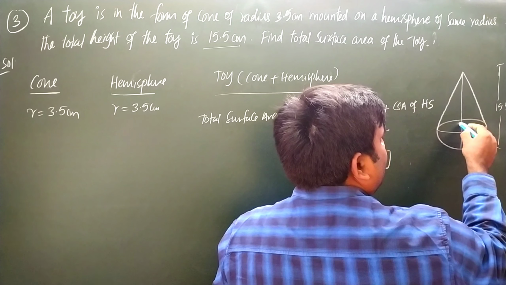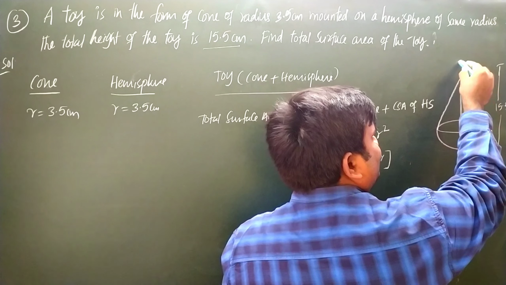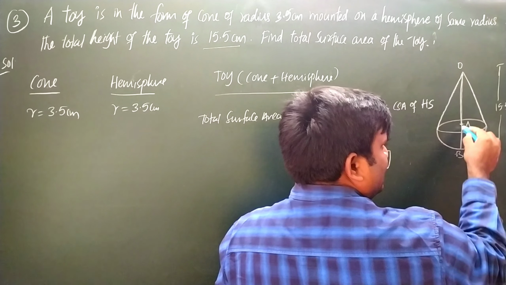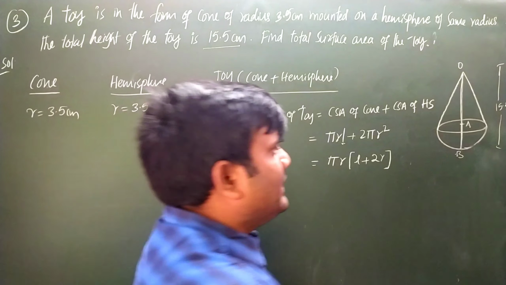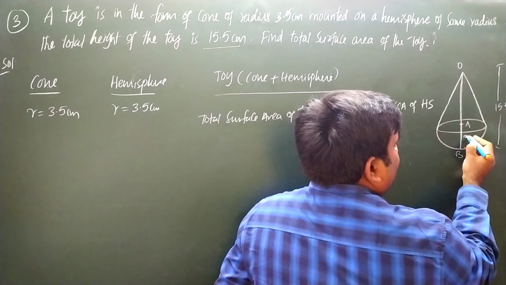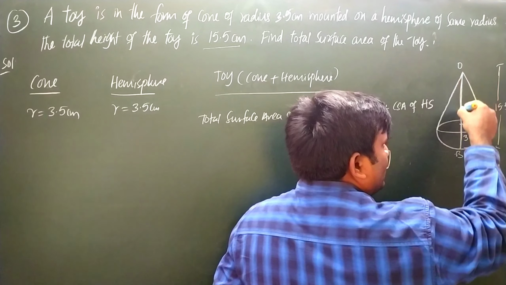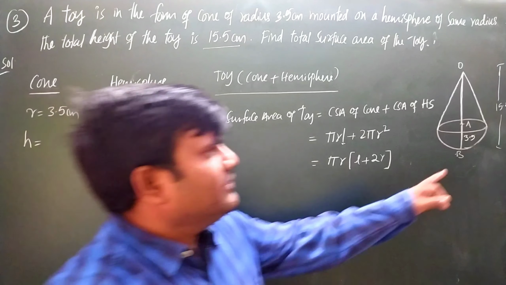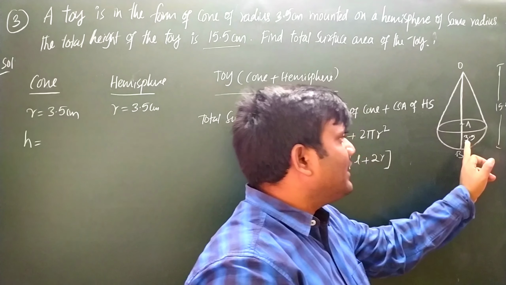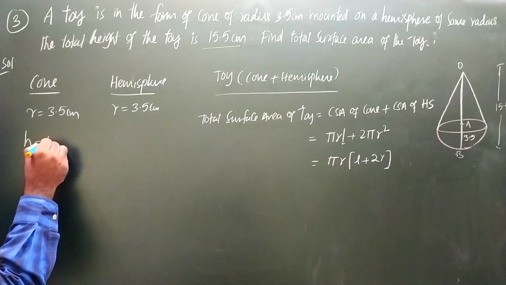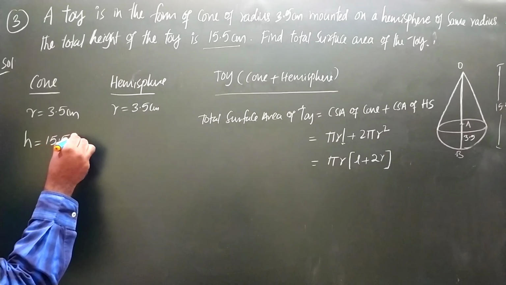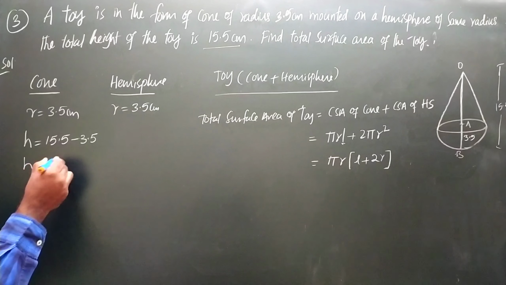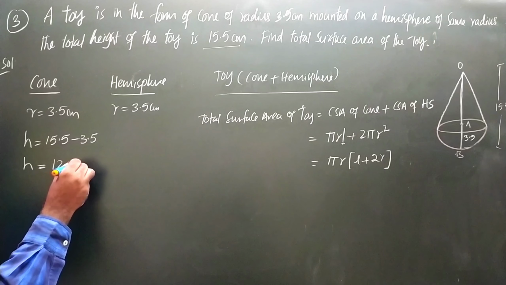So first you find the height of the cone. Here also I am taking, this one is O, A, B. So here the length of AB. AB is nothing but radius of the hemisphere. So the radius of the hemisphere is equals to 3.5. Now this OA is height of the cone. So to find the height of the cone, the total length is 15.5. From this you subtract the radius of the hemisphere. That is 15.5 minus 3.5. So that is equals to 12 centimeters.